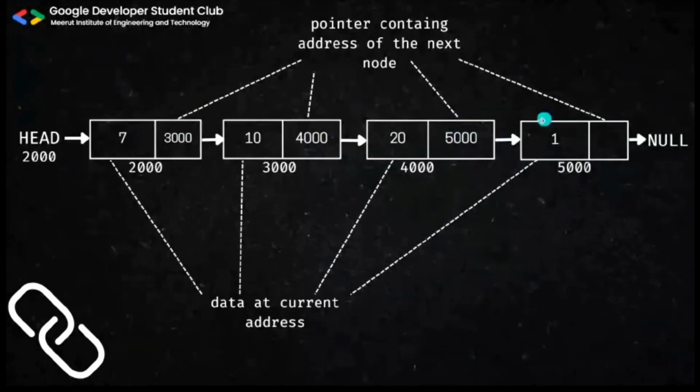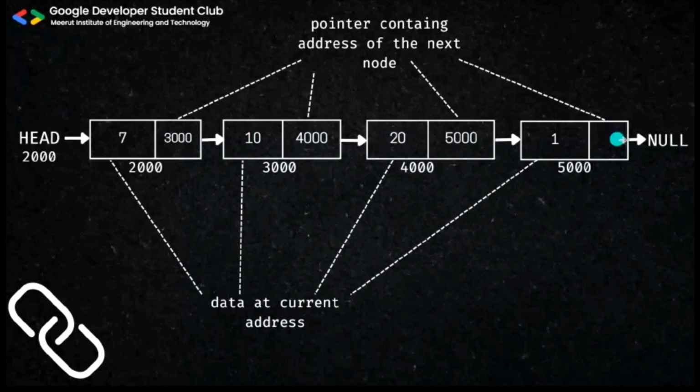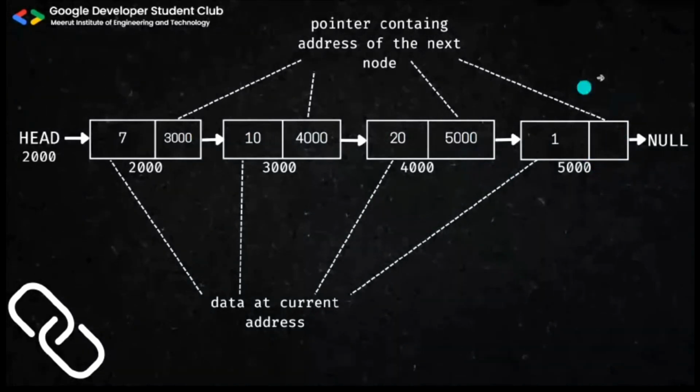So here you can see it only consists of the data field, which is 1. And its pointer is null. It is pointing towards null. So there is no other node after this node. Right. So this is the end of the linked list.